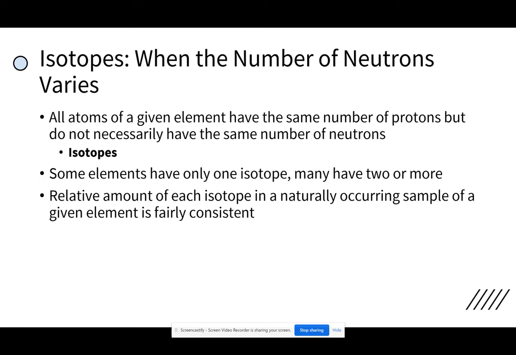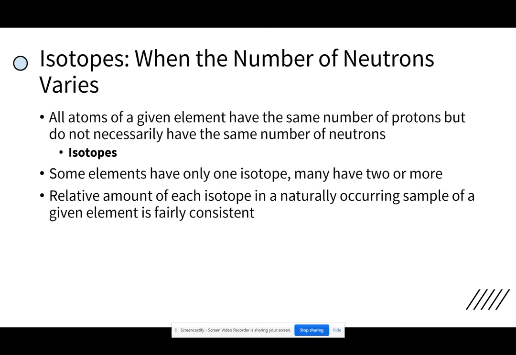Isotopes are when the number of neutrons in an atom varies. All atoms of a given element have the same number of protons, but they do not necessarily have the same number of neutrons. Now, one common misconception about isotopes is that there is a, quote, normal atom and then an isotope. Every atom is considered an isotope. So like carbon-12, 99% of the carbon in the world is carbon-12, but carbon-12 is still an isotope, just like carbon-13 and carbon-14. Some elements have only 1 isotope. Most of them are going to have 2 or more, up to 5, 6 isotopes.